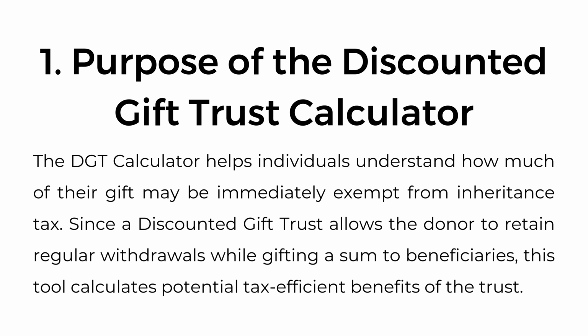1. Purpose of the Discounted Gift Trust Calculator. The DGT calculator helps individuals understand how much of their gift may be immediately exempt from inheritance tax. Since a discounted gift trust allows the donor to retain regular withdrawals while gifting a sum to beneficiaries, this tool calculates the potential tax-efficient benefits of the trust.